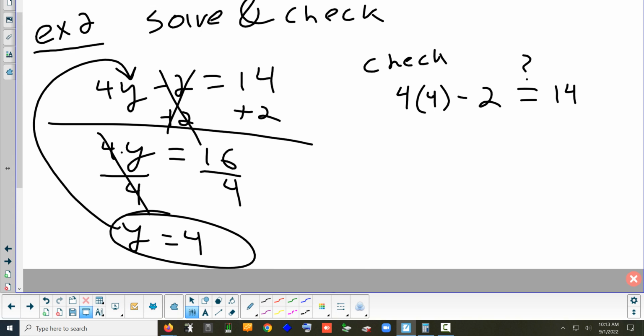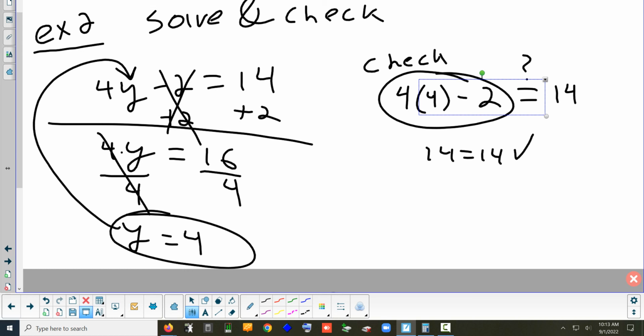And now, let's simplify the left-hand side. Now this is PEMDAS. That's just arithmetic. 4 times 4 minus 2. So that you use PEMDAS for. So we do multiplication first. 4 times 4 is going to give me, Sophie? 16. And then 16 minus 2. Yep. 14. Because the left-hand side came out the same as the right, we know that that answer is correct.